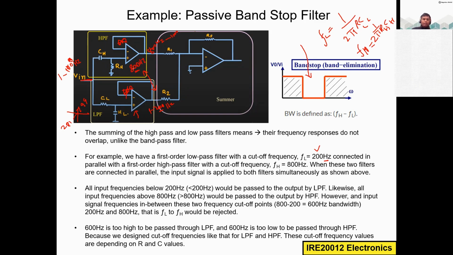For example, by changing this one, maybe you can make this 700 hertz. Then it will pass whatever frequency is greater than 700 hertz. And whatever the frequency here, if you change this one to 300 hertz, that's the cutoff frequency. So whatever frequencies are less than this 300 hertz can pass through, the rest will be blocked. Here it is the opposite. So this way, you can design this band stop filter.